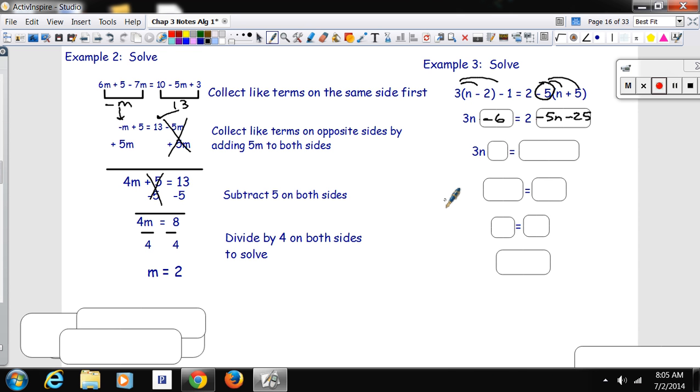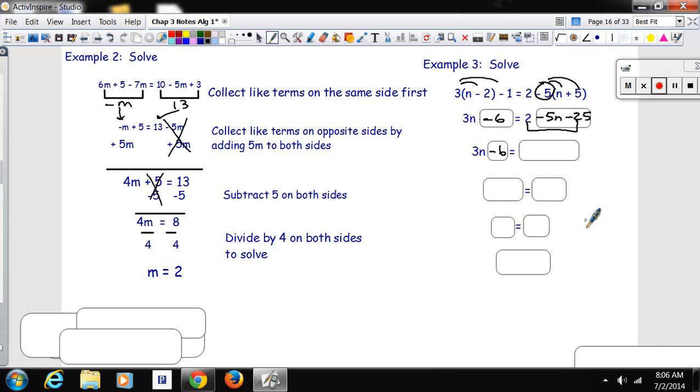Now, is there anything I can combine that's on the same side? Not different side, same side. There's one thing I can combine. Which side is it on, the left or the right? Right side. We got the 2 and the -25 are both numbers. So that means I'm going to leave the 3n minus 6. So I'm not going to change that.